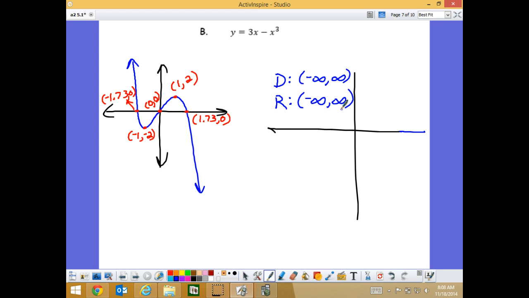The next one, relative min and relative max. We have one of each. And all you do is give the coordinates of each of those. The relative minimum occurs at the point -1, -2. And the relative max occurs at the point 1, 2.